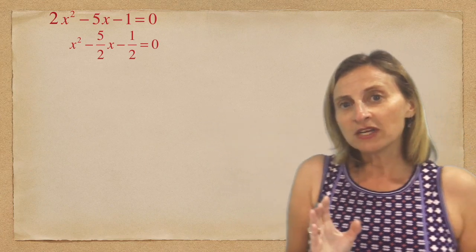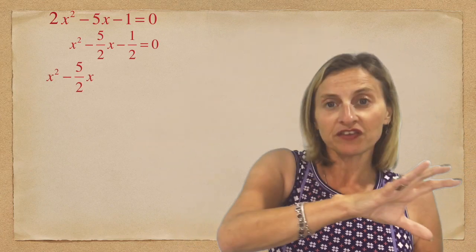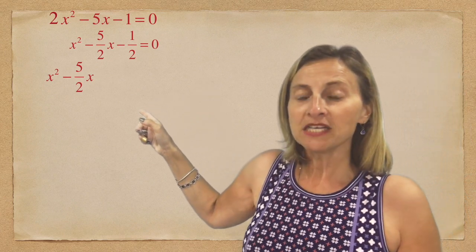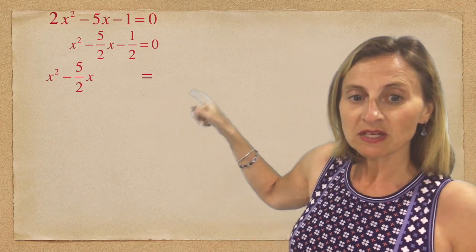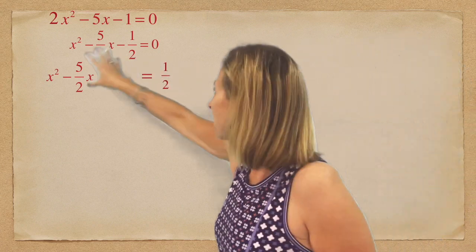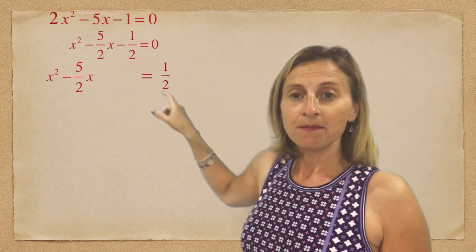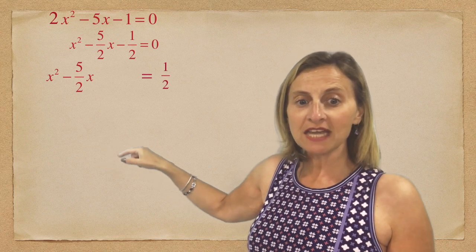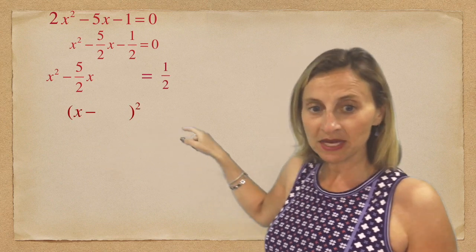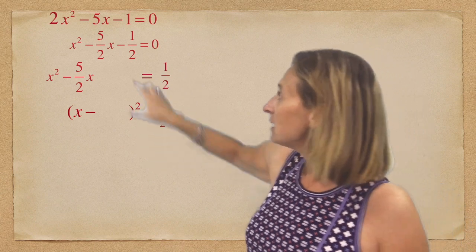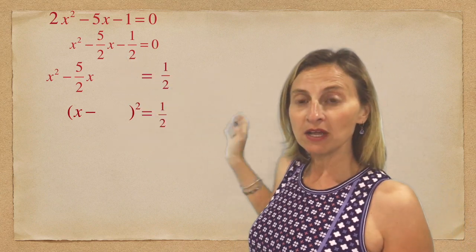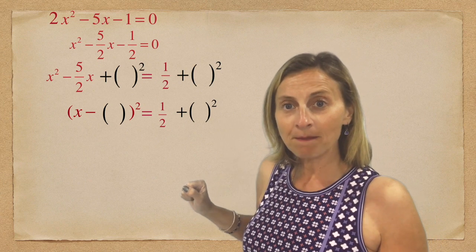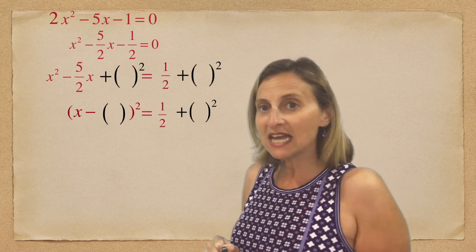Remember, what's the first thing we need to do? Take the constant to the other side. So we're left with x squared minus 5 over 2x equals a half. Make sure you've left spaces for the brackets. And we need to prepare the next line for completing the square. So we've got x minus something all squared equals a half. Everything's ready. Put your brackets in the right spot so that we're ready to add the necessary number to complete the square. And what do we need to add?